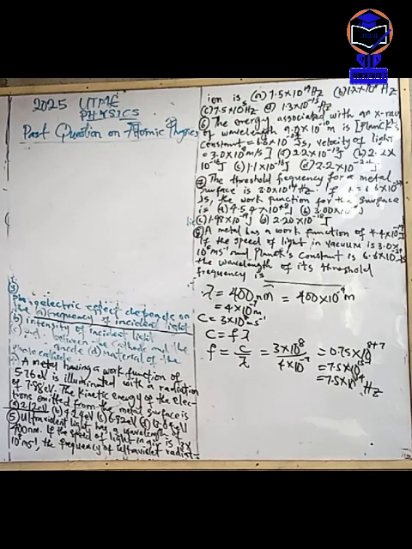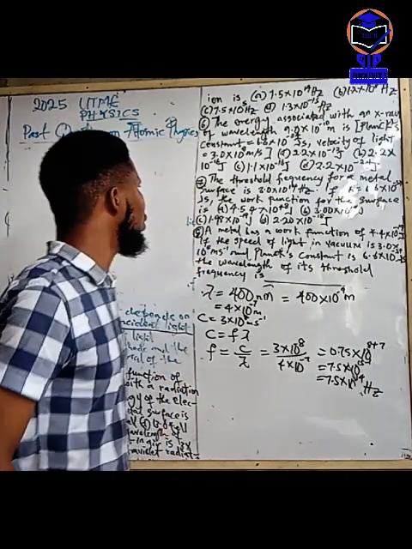The speed of light is 3 times 10 to the power 8 meters per second. Yes, so you go minus 8, please. Thank you. Alright, now let's continue.